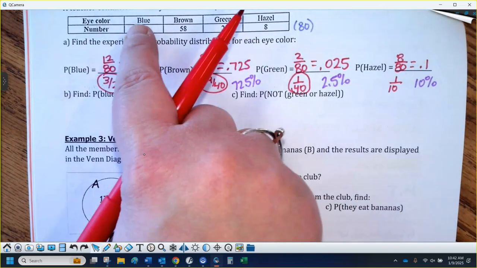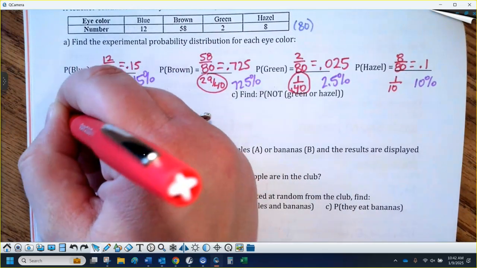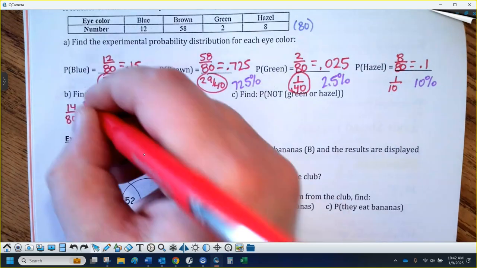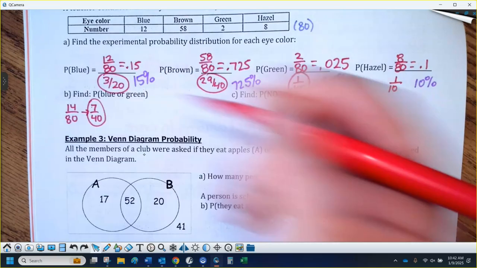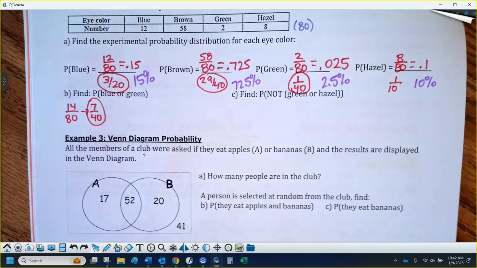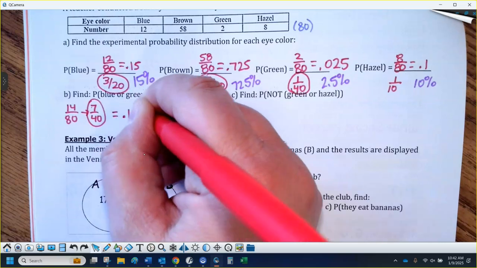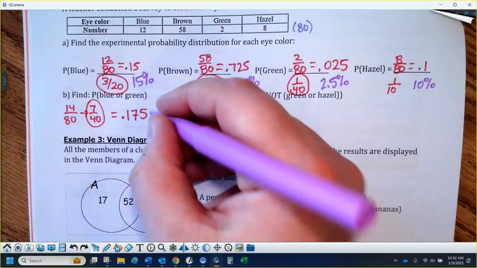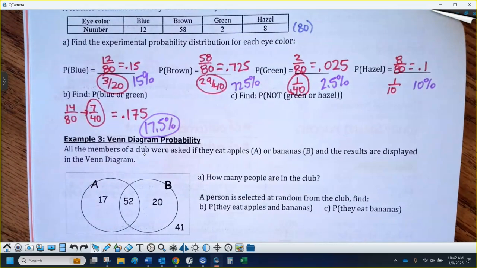So total, blue and green here, if you wanted to do a separate problem as a fraction, this would be 7 over 40. As a decimal, this is 0.175, and 17.5% as a percentage. So again, you could just add the two together that we already calculated, or you could do it separately. It's totally up to you.